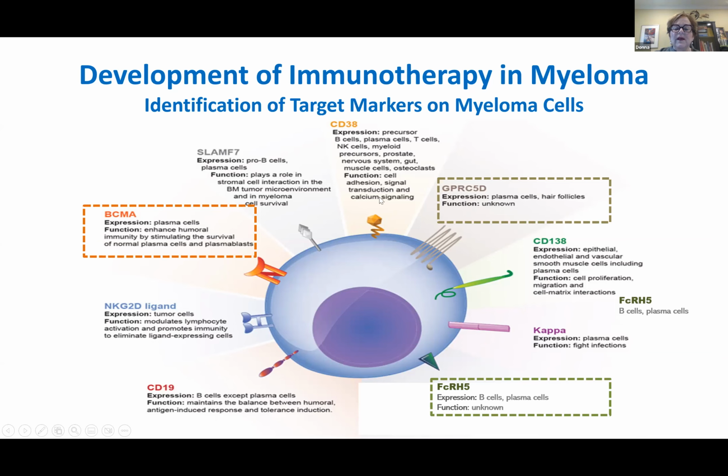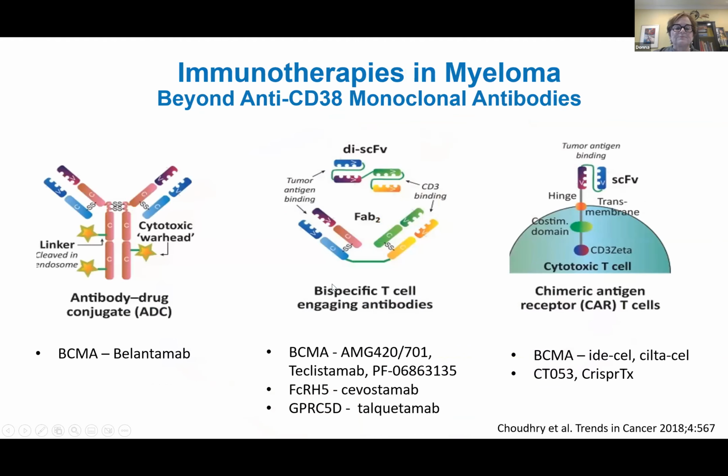Now, this is what we have for daratumumab and isatuximab, but the three main targets that are limited to the surface of myeloma cells with not much expression on normal cells are BCMA, which is important in development of plasma cells, and then GPRC5D and FcRH5. These are the main ones that have found their way into clinical development in myeloma.